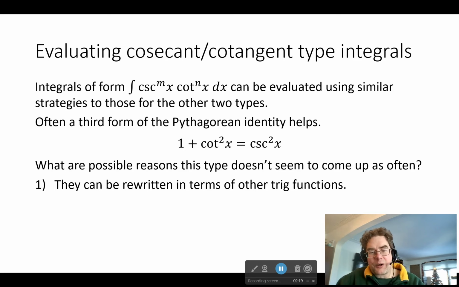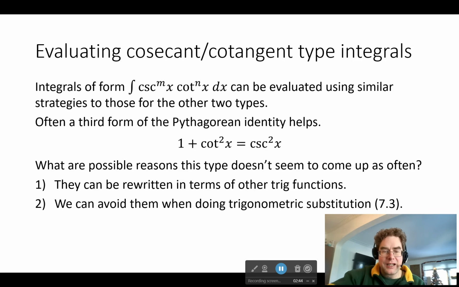First of all, if you've got cosecants and cotangents, you can rewrite that, maybe in terms of sines and cosines, or even in terms of secants and tangents, but you can certainly do that. And then the question is, are you going to get an integral that fits the patterns that we know how to work with of those other two types? And sometimes that happens.